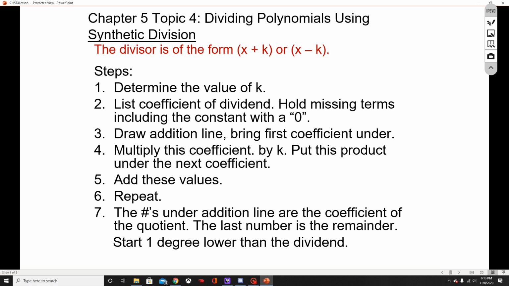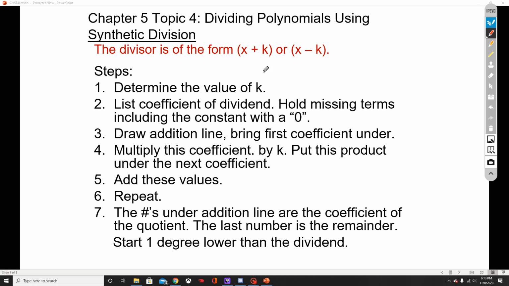However, this synthetic division method only works if the divisor is linear. So the divisor has to be in the form of x plus a number or x minus a number. We can't be dividing by x squared or x cubed. It has to be x plus a number, x minus a number.